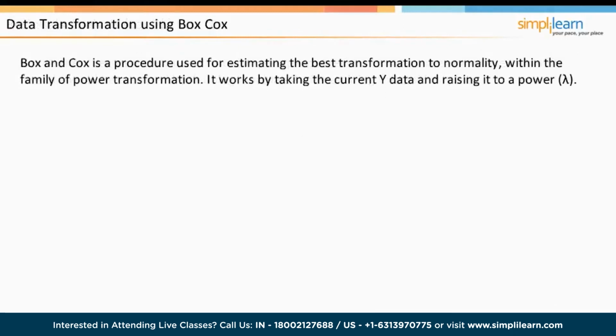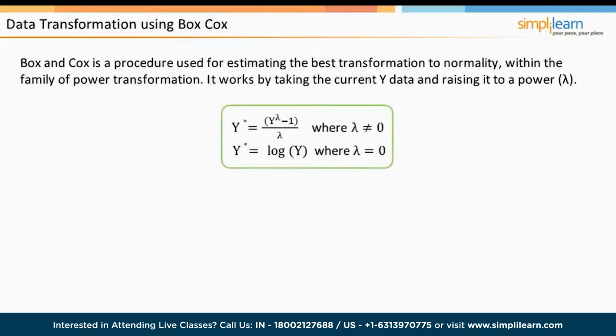The available data must be transformed when it does not exhibit the normal distribution. Box and Cox, in the year 1964, developed a procedure for estimating the best transformation to normality within the family of power transformation. It works by taking the current Y data and raising it to the power known as lambda. The formula for transformation of Y is represented as Y asterisk equals Y to the power lambda minus 1, the whole divided by lambda.